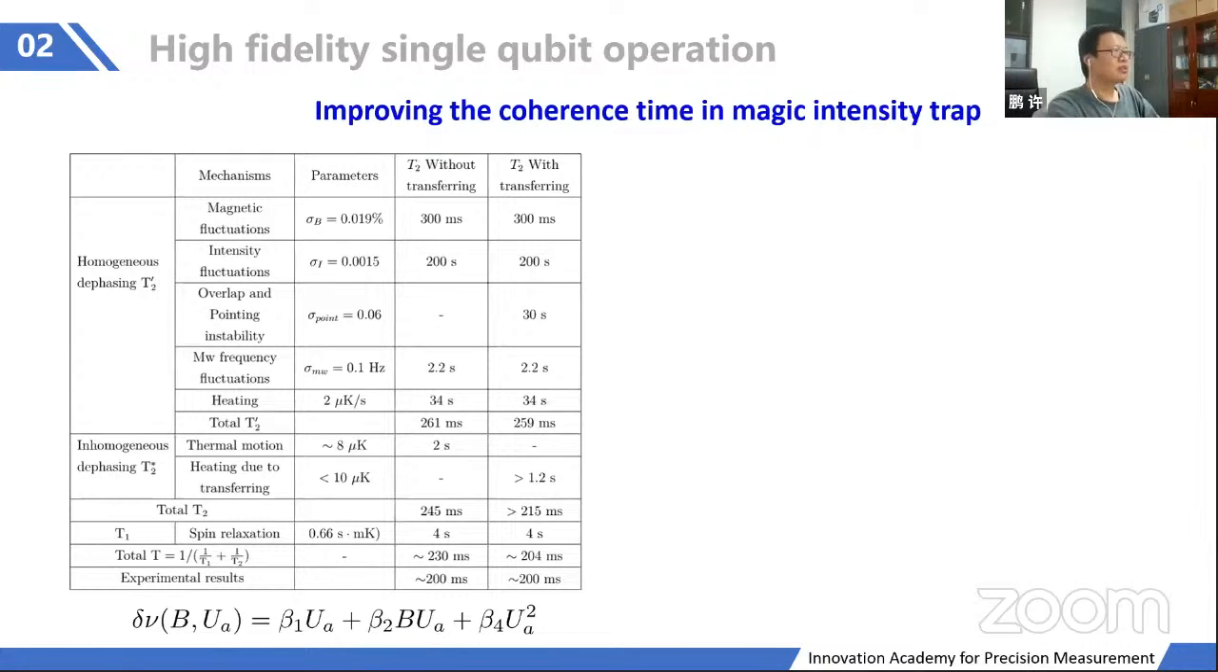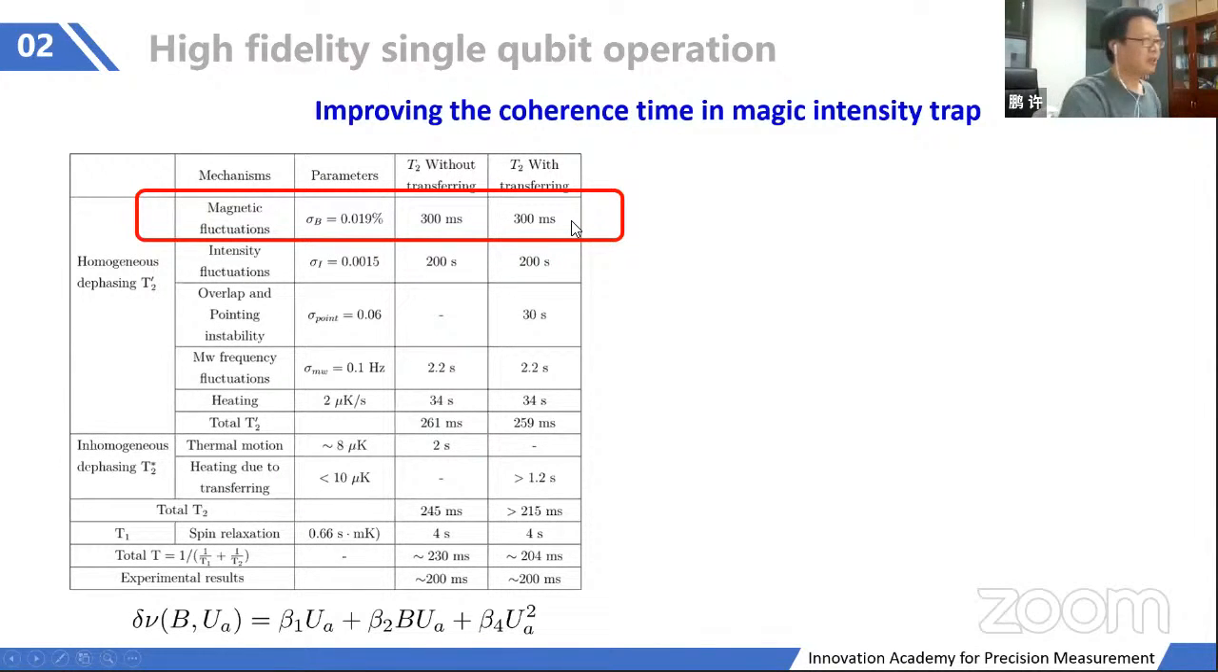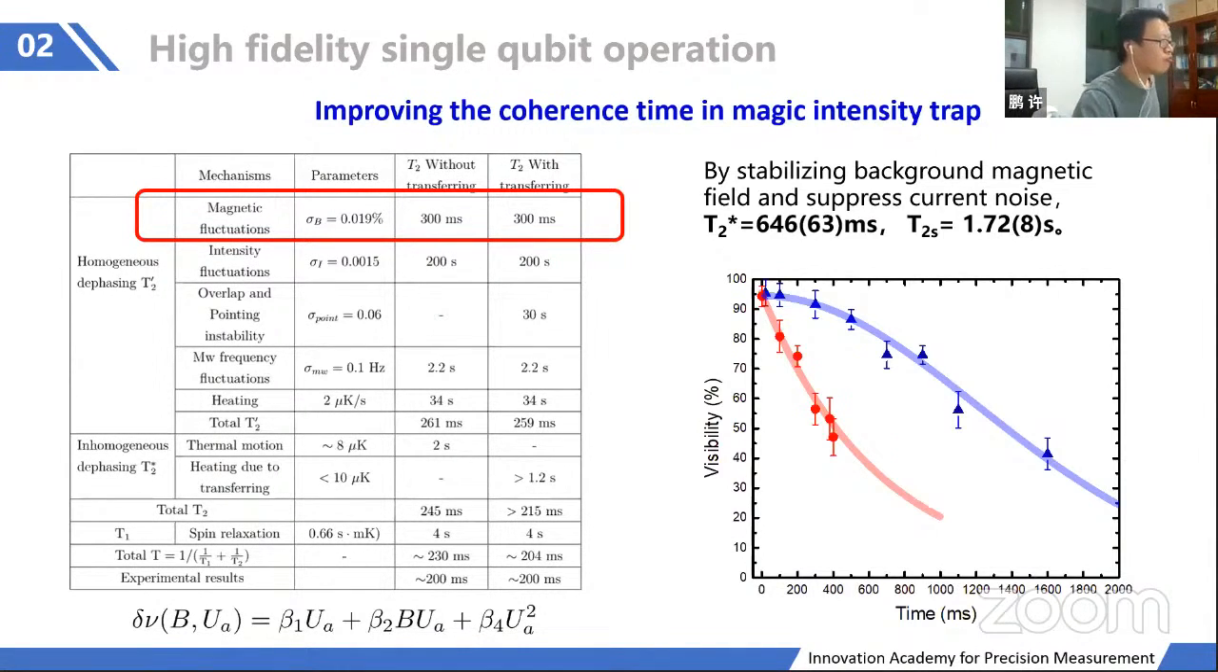What is the main limit in the magic intensity trap? Here is a table of our decoherence mechanisms, and we can see clearly it is the magnetic fluctuation which matters, which limits our coherence time to 300 milliseconds. So we have done a lot of work, some very minor work.